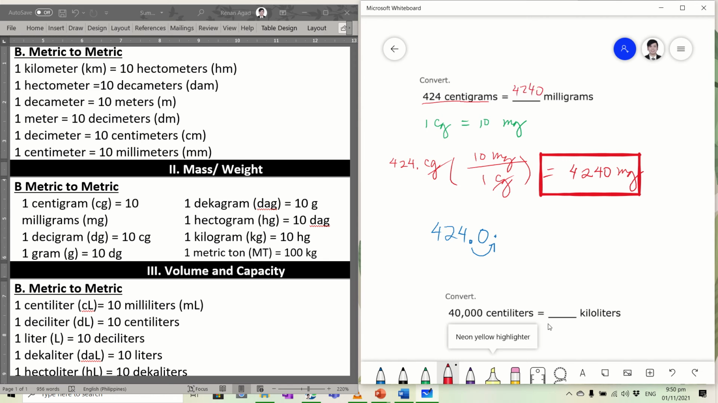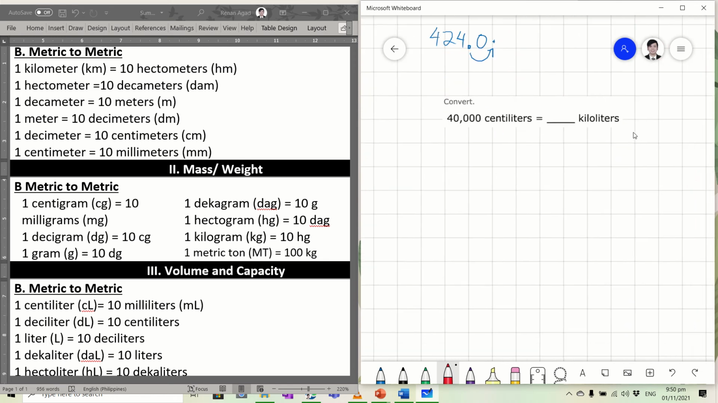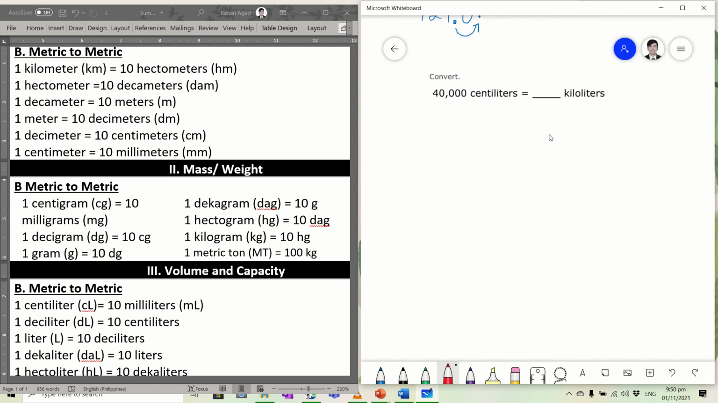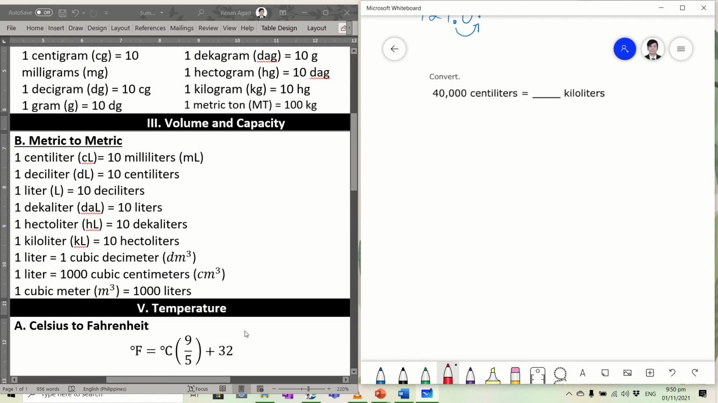Okay, let's have our last example. We're asked to convert centiliters to kiloliters. So now, the keyword here is liters. Liters is our SI unit for volume and capacity. So you go to volume and capacity and figure out our conversion factor to be used to convert centiliters to kiloliters.